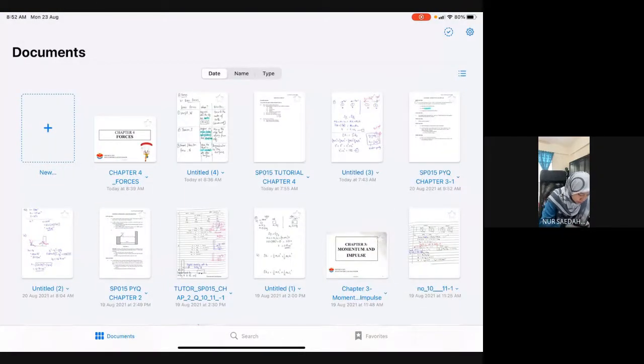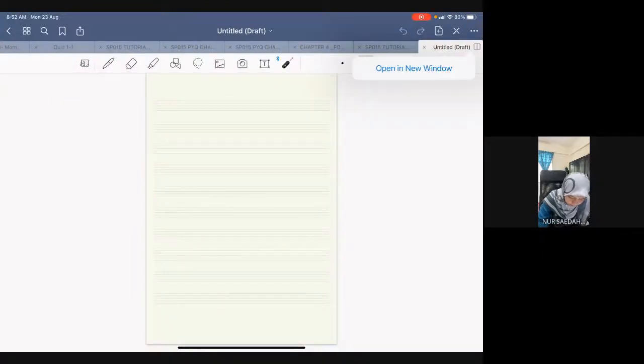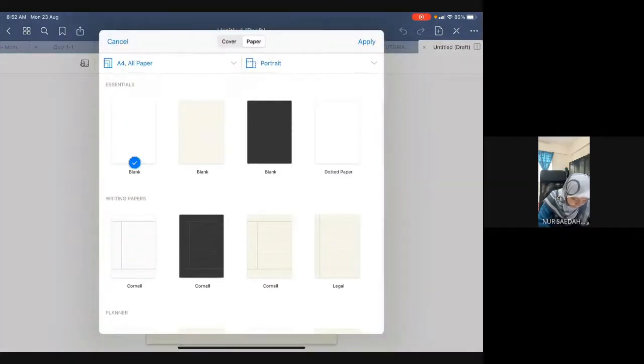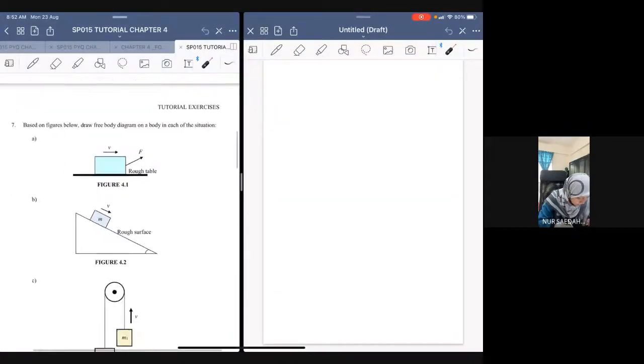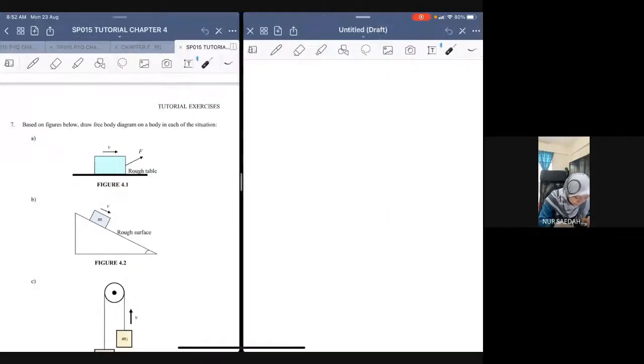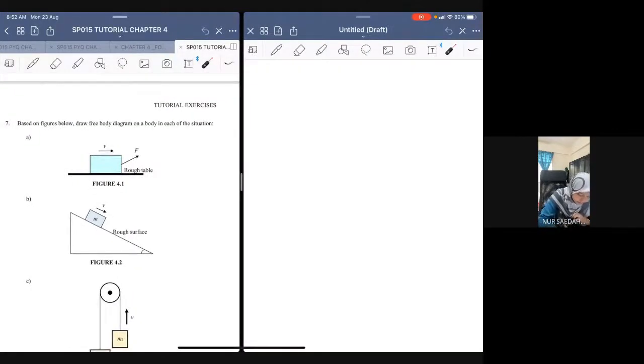Okay, nombor 7 korang. Okay, dia suruh draw free body diagram. Kita buat yang ini sahaja dahulu. Okay, nombor 7A. Macam mana? So bagi tahu dekat madam macam mana force dia. Apa force yang ada?